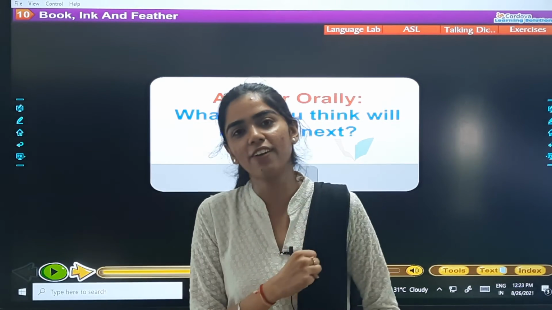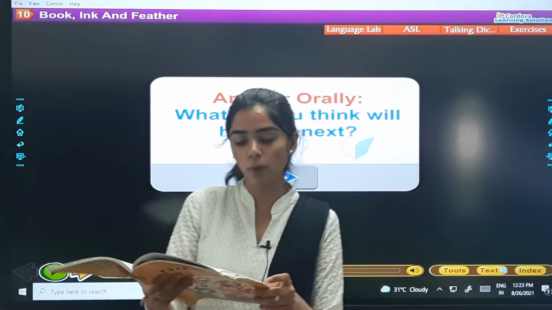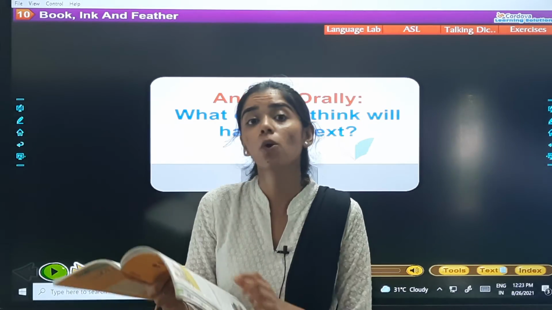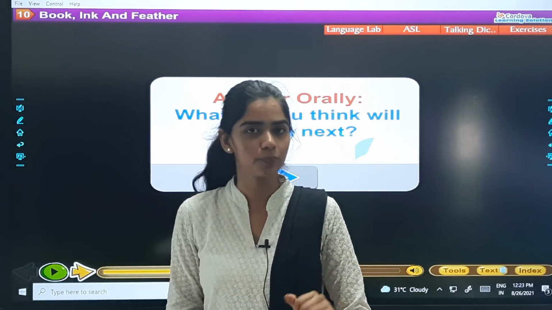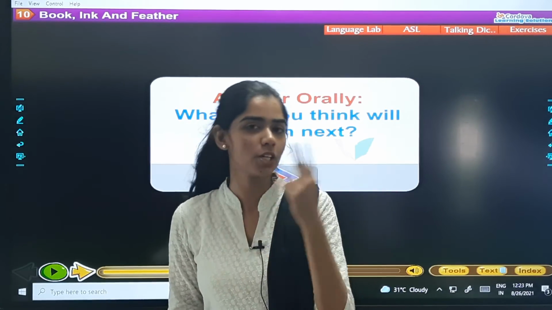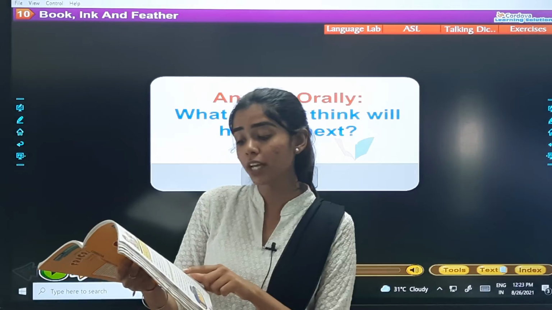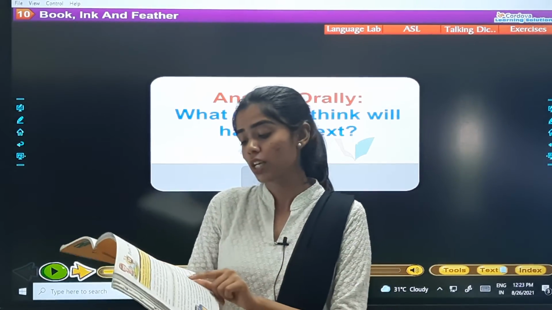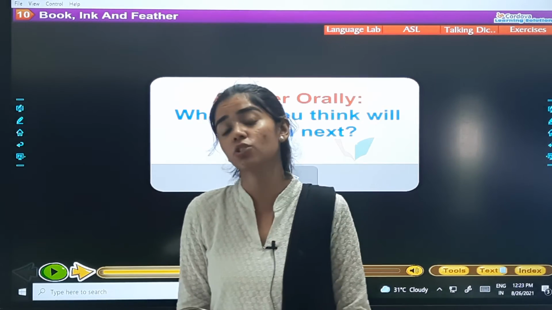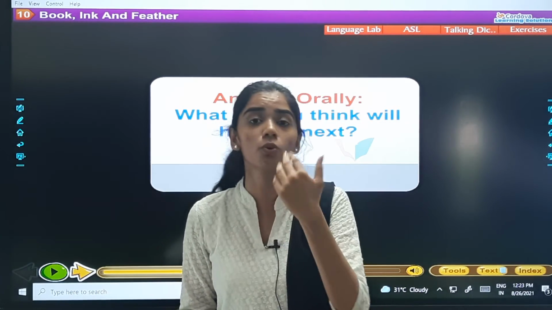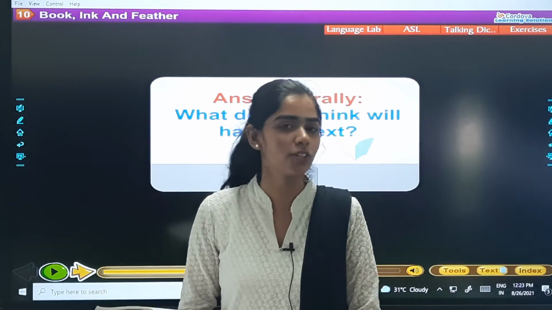Now what happened? The third character, that is the feather, had been introduced. Now what do they say? When the book was thrown away, it ended up next to the inkpot. Now the book and the inkpot both are talking to each other, and they had swapped stories about their bad luck. Swapped means they have exchanged their stories. The book is telling the stories about the bad luck, and similarly the inkpot is also telling.